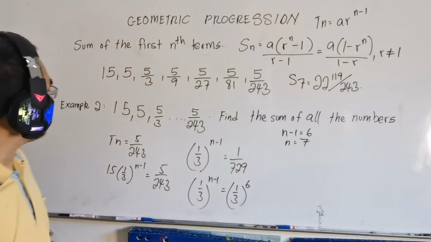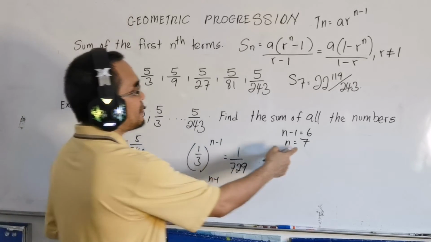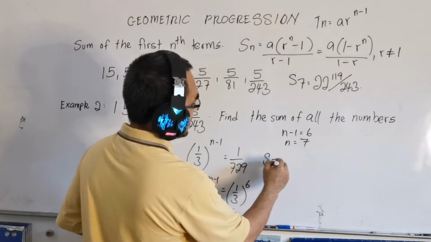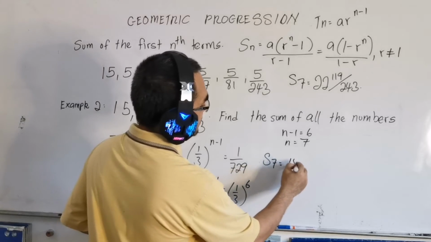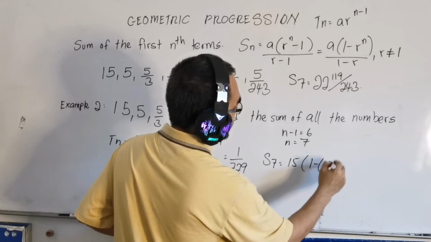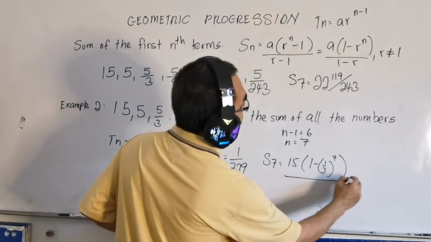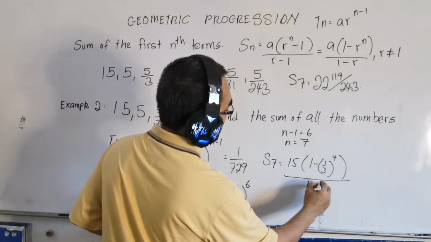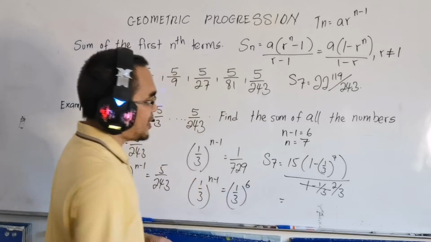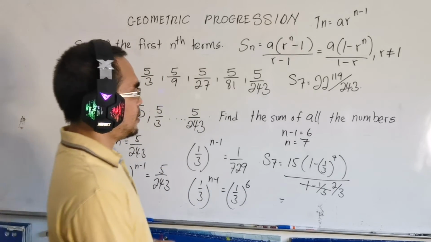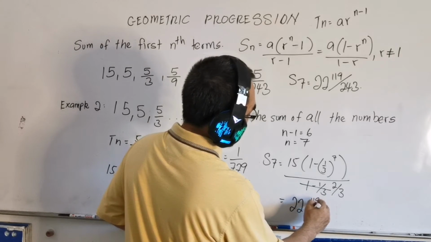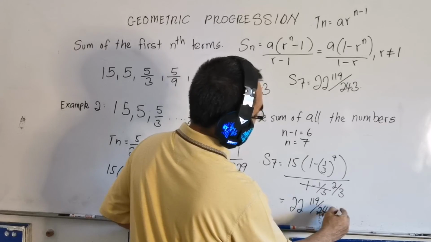Once we know that the value of n is 7, substitute into the formula of the sum. So 15, with this formula, 1 minus 1 over 3 to the power of 7 over 1 minus 1 over 3, which is 2 over 3. Just calculate, and then you will find that the answer is 2219 over 243.